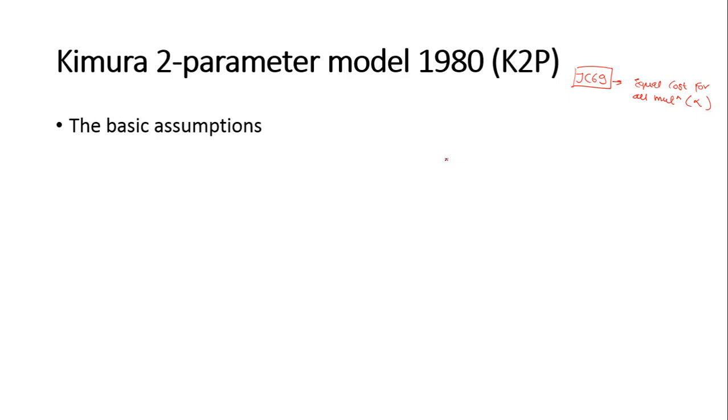The biological world prefers transition mutation over transversion mutation, and hence they happen more frequently in DNA. In other words, the observed rate of transition is higher than that of transversion. Therefore, one can add another layer of complexity in our model by assigning one rate for transversion and another rate for transition. This is exactly what Kimura did in his K2P model. So this is the basic assumption.